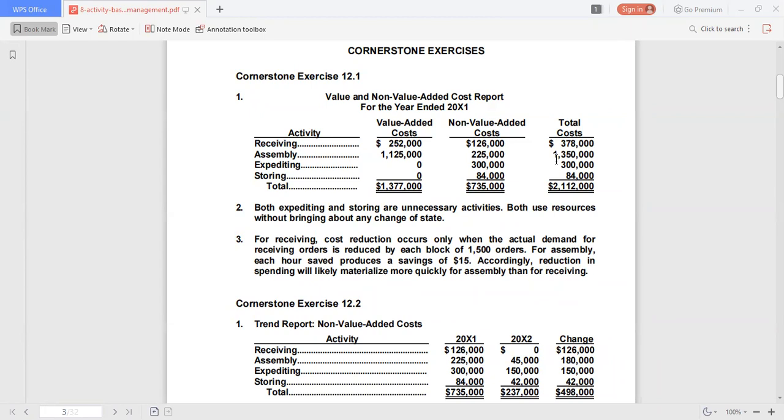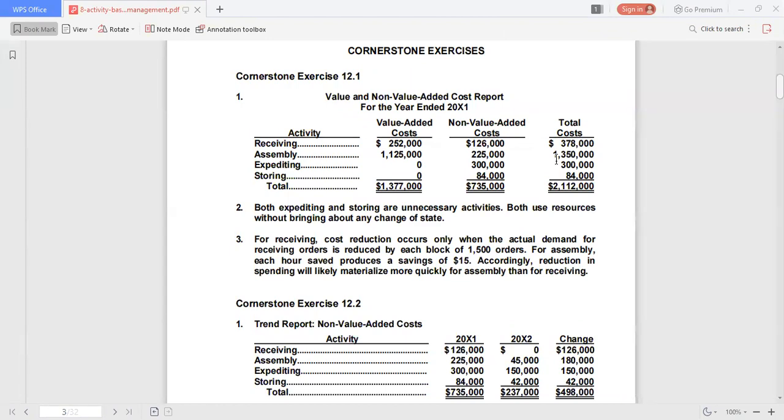So, we have the activities. The activity drivers, I have already told you that the activity drivers are the bases. So, we have bases: standard quantity, actual quantity, and standard price. Again, the standard price equals the actual price. Prepare a cost report for the year ending that shows the value-added cost, non-value-added cost, and the total cost for each activity. Now, the problem stated that the receiving and the assembly activities are necessary and the other two activities are unnecessary. So, we have now your non-value-added cost. Now, for the activities, the value-added are those from the receiving and assembly departments and the non-value-added cost from the expediting and storing. So, we have the total cost.